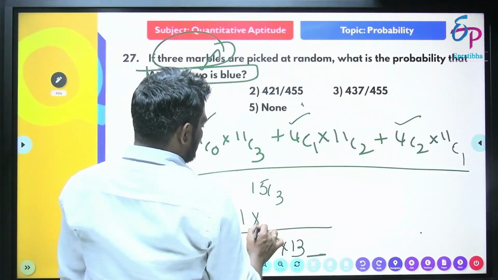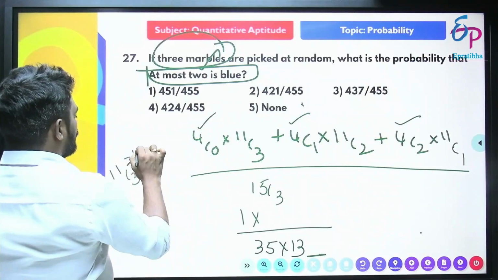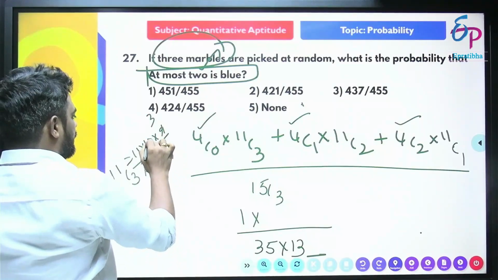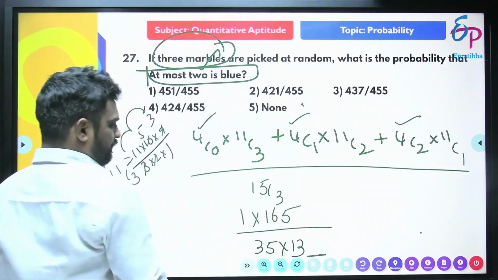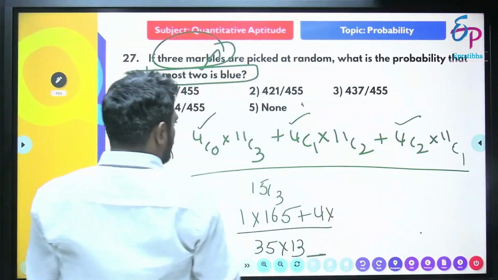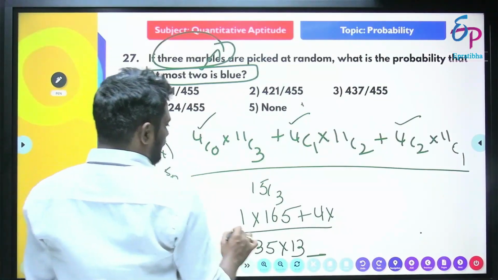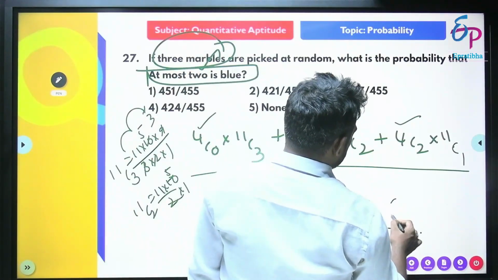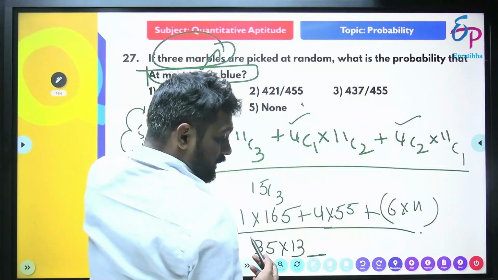4C0 value 1. 11C3 value is 11 into 10 into 9 by 3 into 2 into 1. 3 threes are 9, 2 fives are 10. 55 threes are 165. 4C1 is 4, 11C2 is 11 into 10 by 2 into 1, 2 fives are 10, that is 55. Here also it is going to be 4C2, 4 into 3 by 2 into 1, 6, into 11. This value 165, 220, 66.